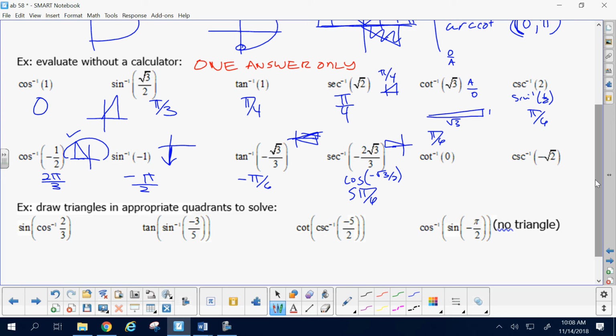Inverse cotangent of 0, I think adjacent to opposite, the adjacent is 0, so when the x is 0, that's pi over 2. And that's like inverse sine of -√2 over 2. So that's a pi over 4. In the appropriate quadrant, that's negative pi over 4.